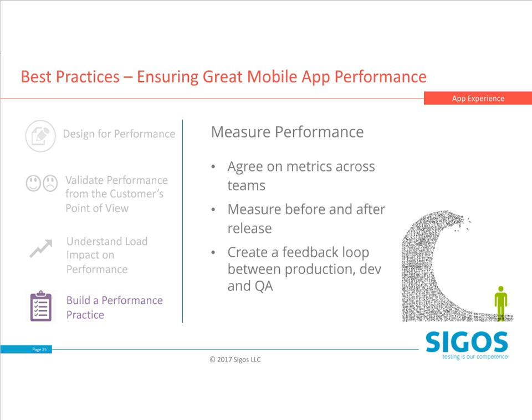You want to make sure these measurements are published to all teams. When there are performance issues, make sure that things are coordinated, ops, and QA, and development, to see what the cause is and to build testing into the next release cycle so it doesn't happen again.